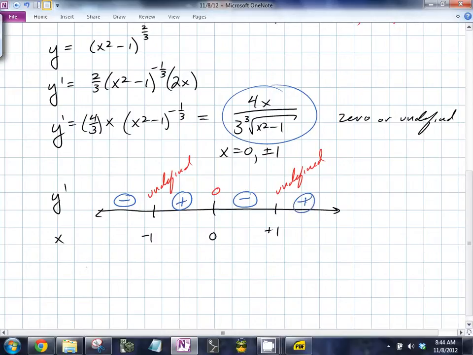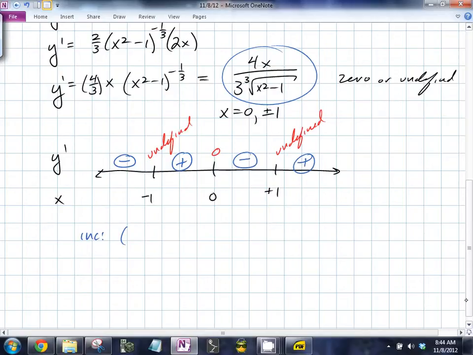So where is this thing increasing? Come on. Nope. Negative infinity to what? No. Oh, why not? Wait. Because it's decreasing. I'm sorry, I meant to say decreasing. Very sorry. Decreasing. Negative infinity to what? Union 0 to 1. And where is it increasing?